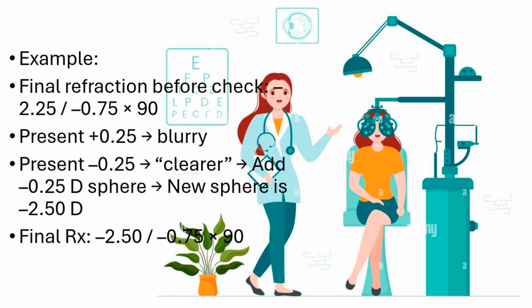Here is a final check example. Now you can see final refraction is minus 2.25 minus 0.75 at 90 degree. We have to insert plus 0.25 to the patient. The patient says blurry, then we have to insert minus 0.25. The patient says clearer, then we have to add minus 0.25 sphere. The new sphere is minus 2.50. The final RX is minus 2.50 minus 0.75 at 90 degree.